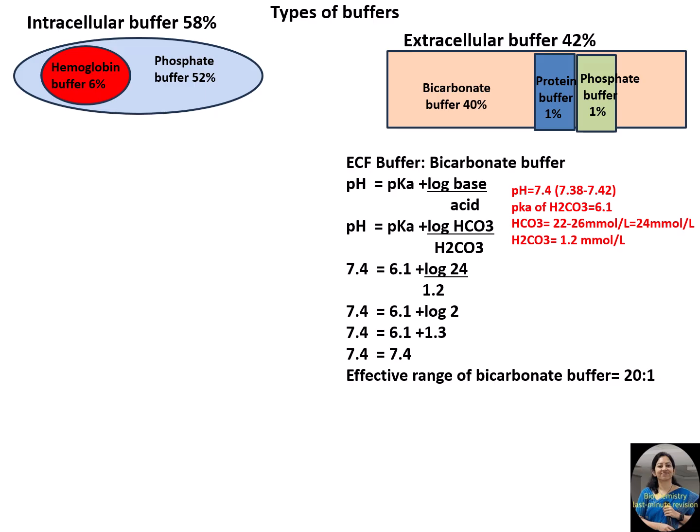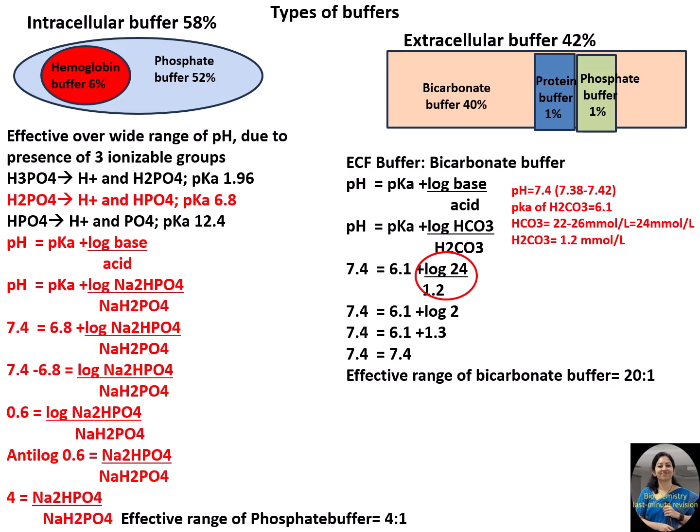So it is 7.4. So the effective range of bicarbonate buffer is 20:1. This is because 24 divided by 1.2 is 20. So the effective range of bicarbonate buffer is 20:1. So now let's find out the effective range of this phosphate buffer.